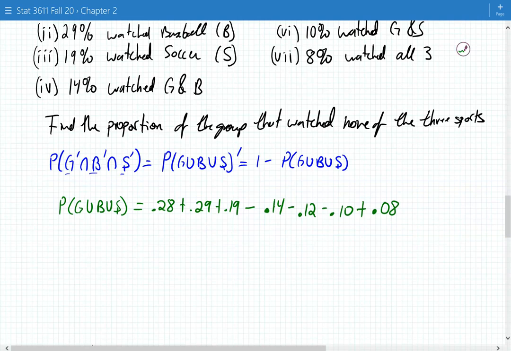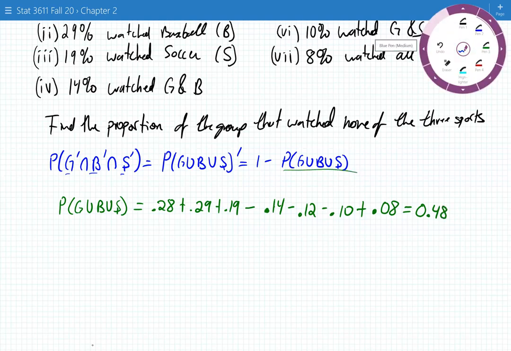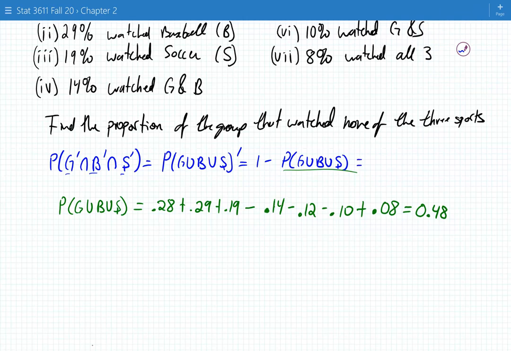So, adding these numbers up in a calculator carefully, I've got 0.48. There we go. So about 48% watched at least one of the three. So the opposite of that, we want 1 minus that, watched none of the three. So that is 52%.